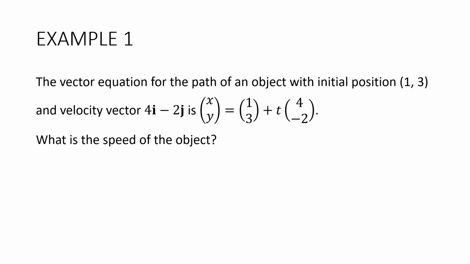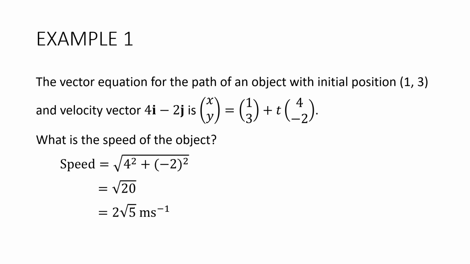Now let's calculate the speed of the object. So that's going to be the square root of 4 squared plus negative 2 all squared, which is root 20 or 2 root 5 meters per second.